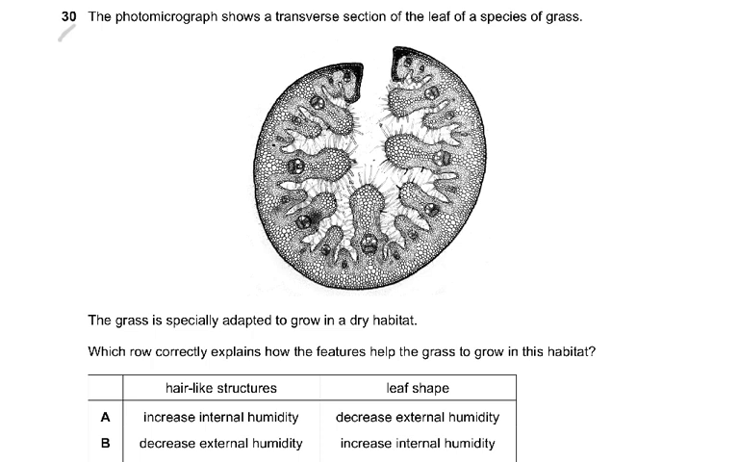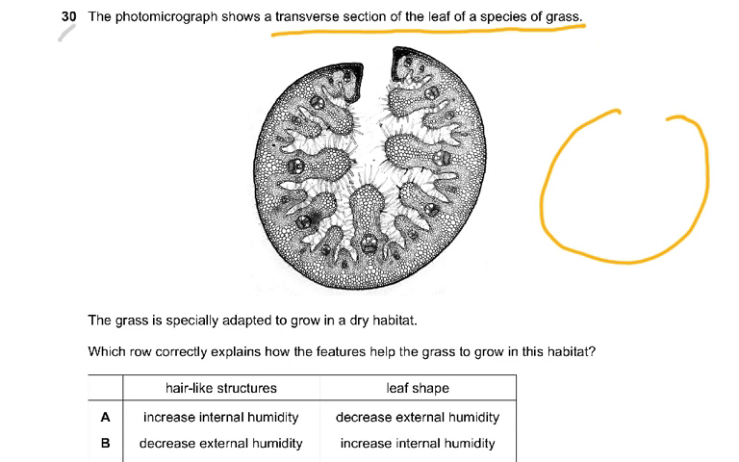Question number 30. The photomicrograph shows a transverse section of the leaf of a species of grass. The grass is specially adapted to grow in a dry habitat. You can see this is marram grass, which is a curled leaf. Please don't say folded leaf, it's a curled leaf. It's curled like this. Which row correctly explains how the features help the grass to grow in this habitat?